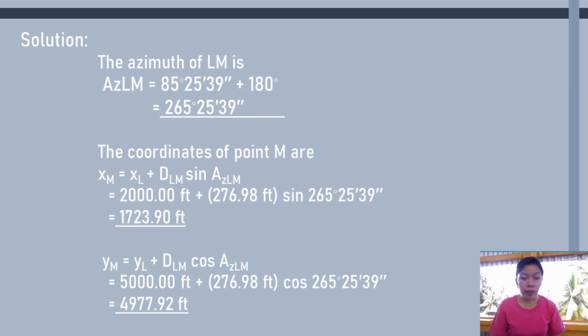The y-coordinate of point M is equal to the y-coordinate of point L plus the distance of LM times the cosine of azimuth LM. It is equal to 5,000 feet plus 276.98 feet times cosine of 265 degrees 25 minutes 39 seconds. So the y-coordinate of point M is equal to 4,977.92 feet.